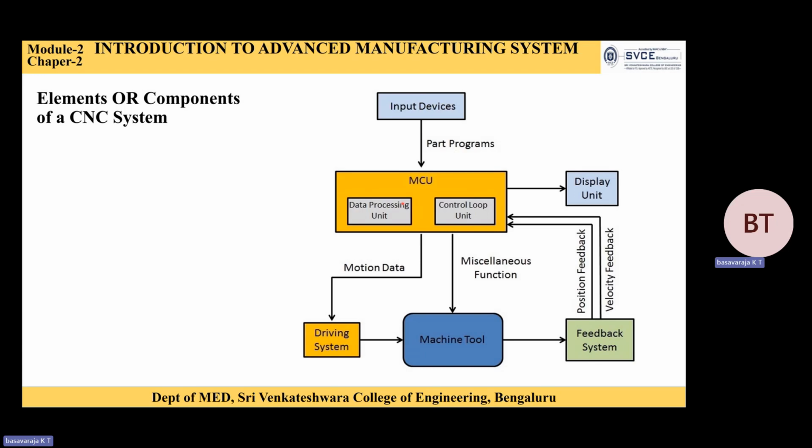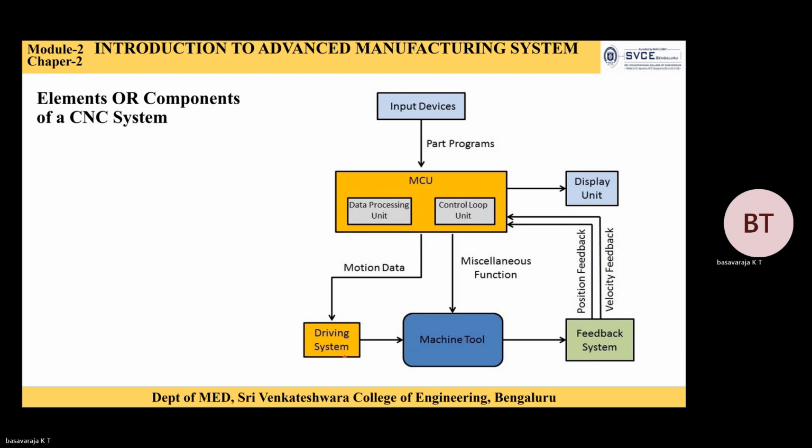which is easily understood by the machine. This control unit is generally used to control the driving mechanism, control the machine, control the feedback system, and control the display unit. This control system is used to control all the other additional operations. So the main components are these three. The display unit, feedback, and driving system are additional devices incorporated in the CNC system in order to improve the performance.